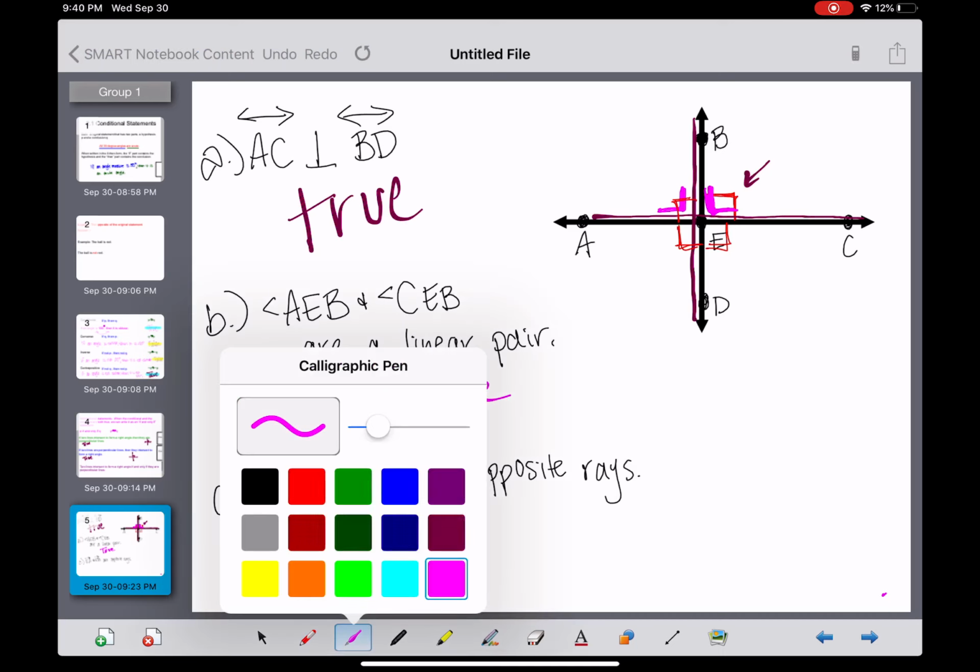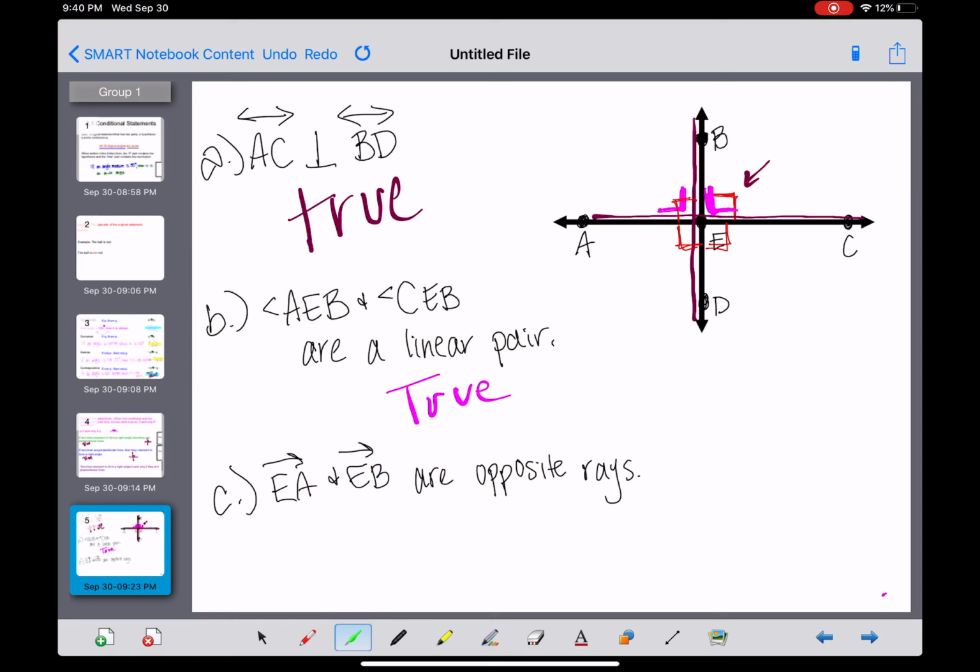Last, we are going to look at opposite rays. So ray EA and EB, a pair of opposite rays. This is false because they are not collinear.